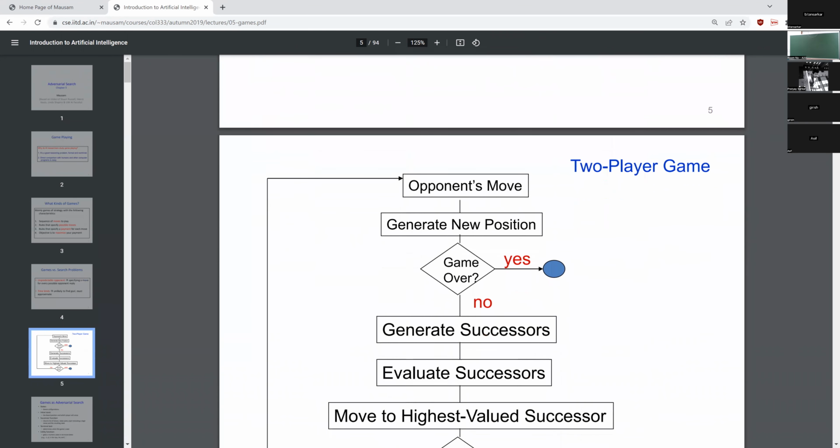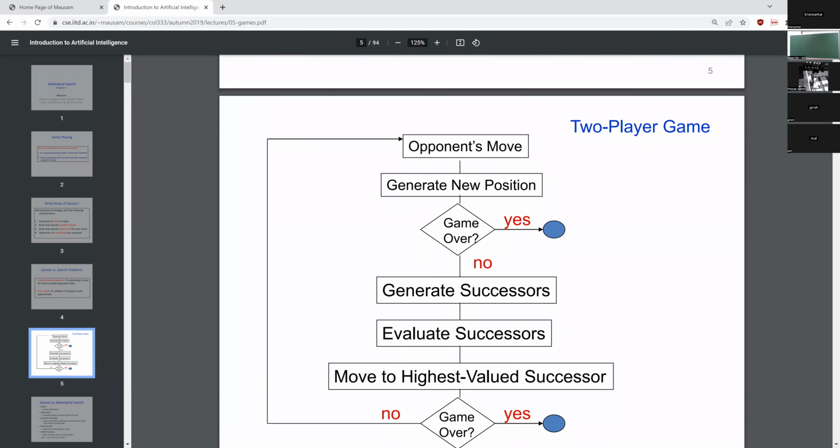Okay, so this is an algorithmic representation of how your 2-player game proceeds. The first box, the rectangular box, depicts the move by your opponent. Due to the move by your opponent, a new state is generated. Now that new state could be a game over state, like a checkmate. Your opponent has put you in a checkmate. If the game is over, then you terminate.